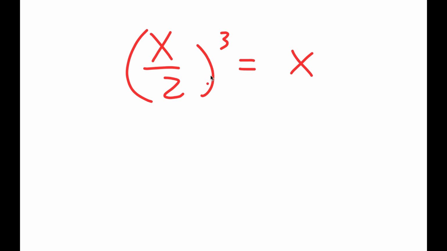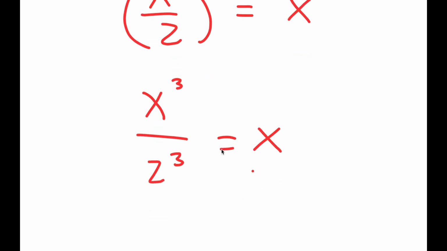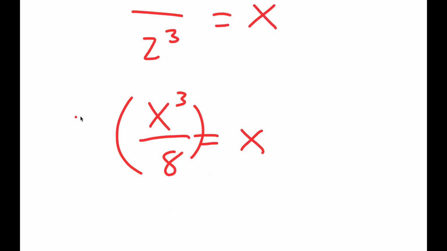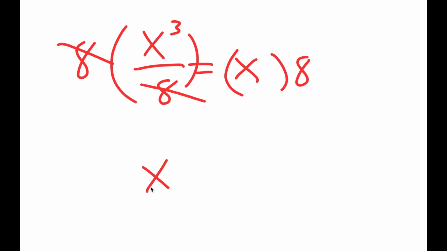Now (x over 2) to the power of 3 is the same thing as x to the power of 3 over 2 to the power of 3. And 2 to the power of 3 is 8, so I have x to the power of 3 over 8 is equal to x. Now I'm going to multiply both sides by 8. So these two cancel out, and I get x to the power of 3 is equal to 8x.